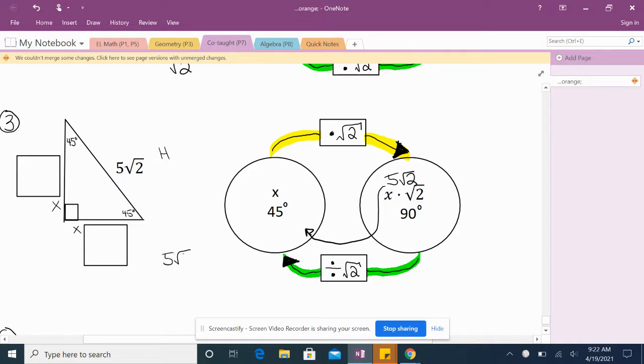So 5 square root 2 divided by square root 2. So now we have the values for x. So these can cancel out. And now we have the value of 5.